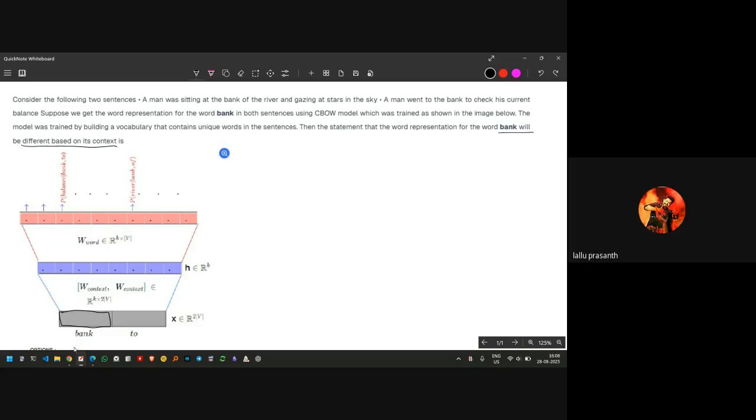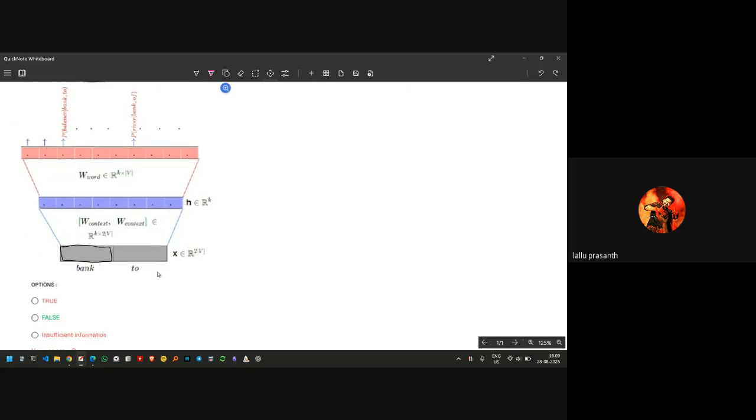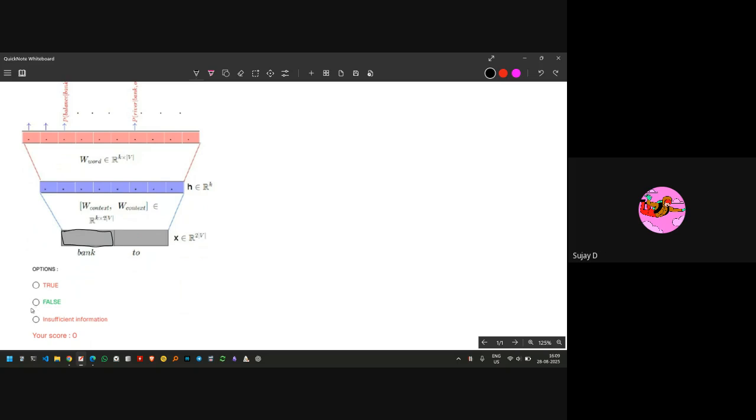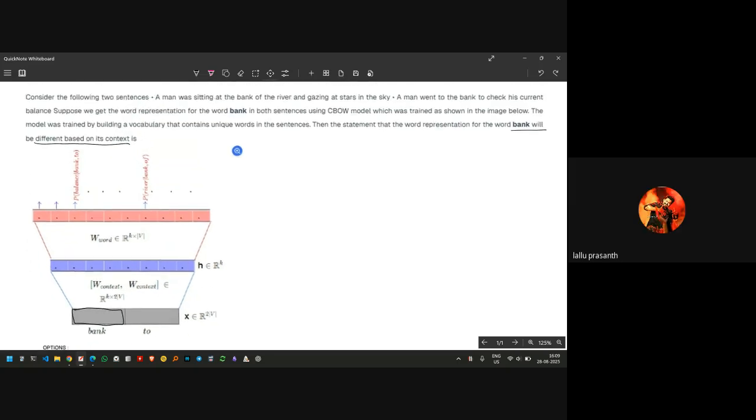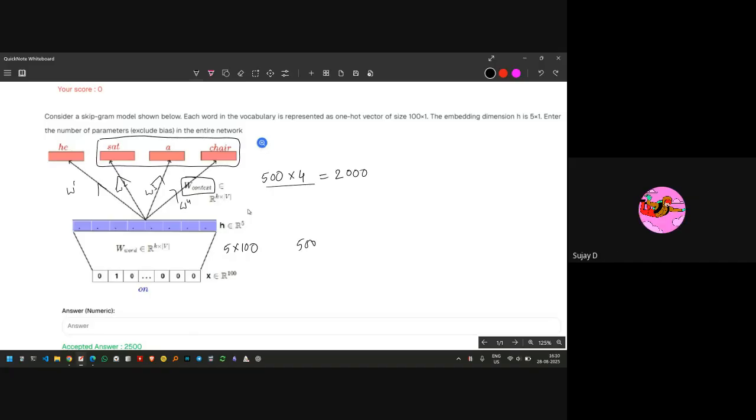Bank of the river and going to the bank to check the current balance are different. Yes, it is different, but the CBOW model doesn't have self-attention, so at least in the input layer it won't be different. It will be the same. This is the drawback of pre-trained embeddings. To handle this, self-attention came. Okay, next question.